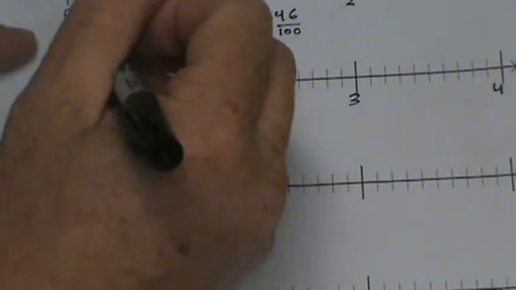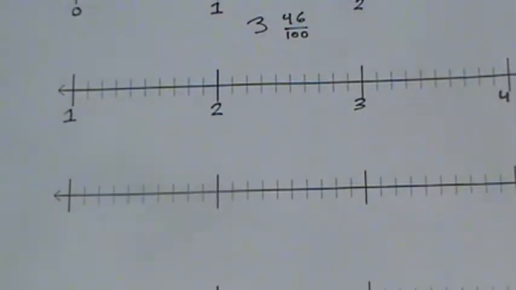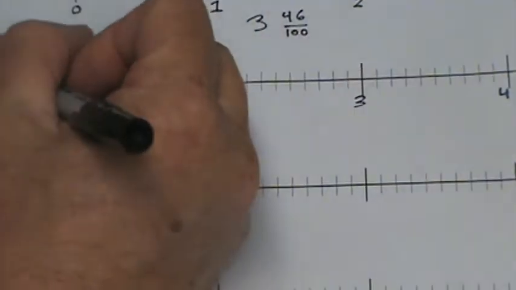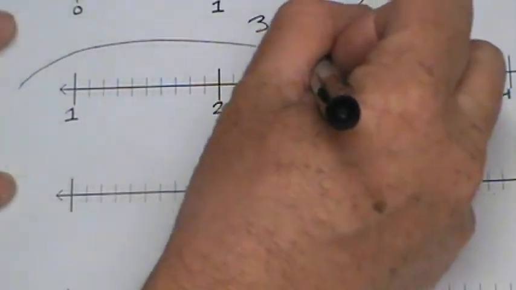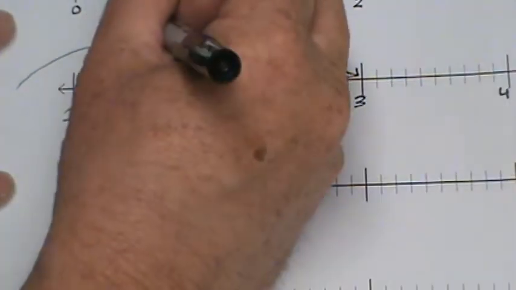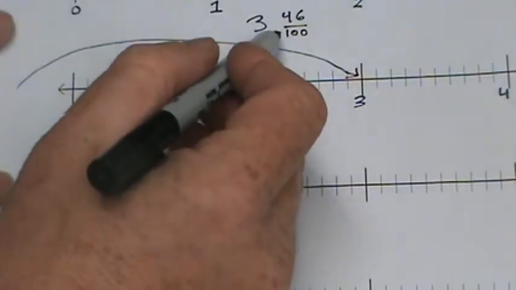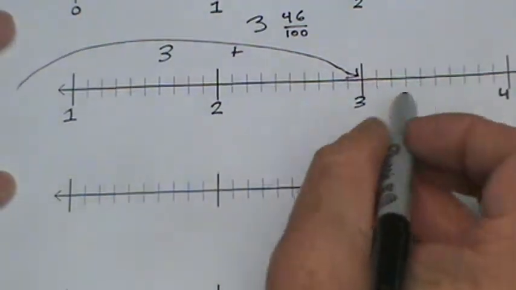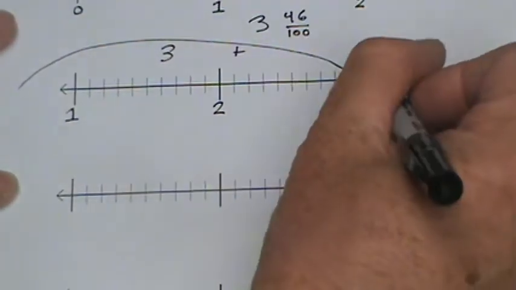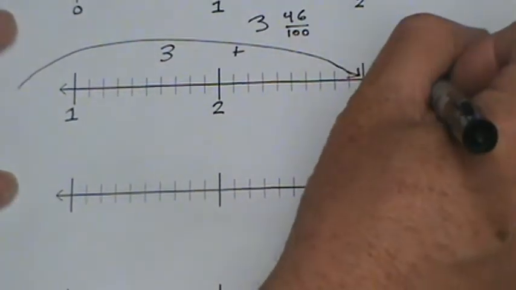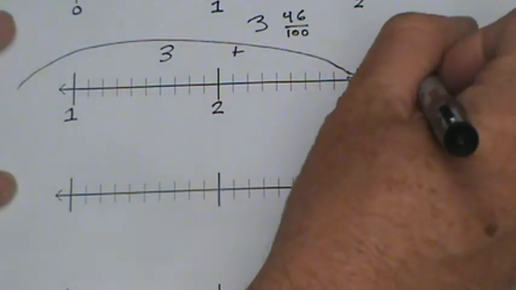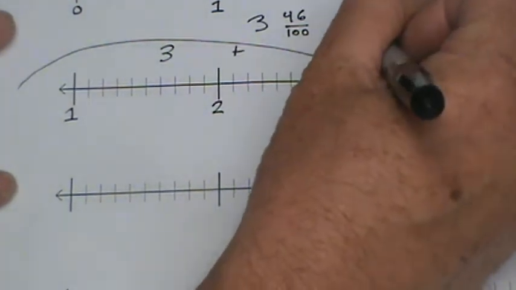Let's just do this. Let's start out with the 3, okay? We're going to just shoot out pretending that 0 is way over here. So we have 3 here. 3 plus something. Well, what do we have? 46 hundredths. Okay, I got to go to 4 tenths. 1 tenth, 2 tenths, 3 tenths, 4 tenths. Boo! So we're going to add on 4 tenths.